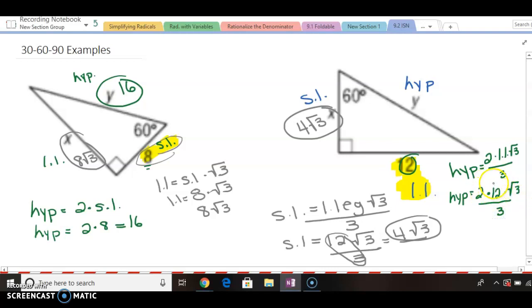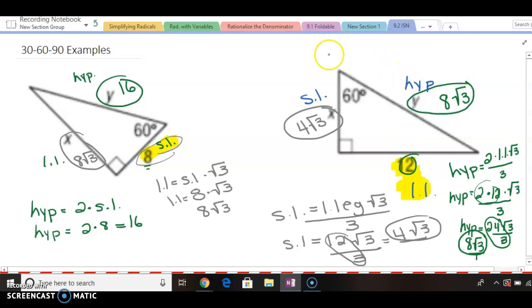Okay, I'm going to simplify this a little more. 2 times 12, my hypotenuse is 24 square root of 3 over 3. And then once again, you should be able to recognize 24 over 3 is just 8 square root of 3 over 1, or just 8 square root of 3. That's my hypotenuse. So my hypotenuse is 8 square root of 3, which is what my y equals.